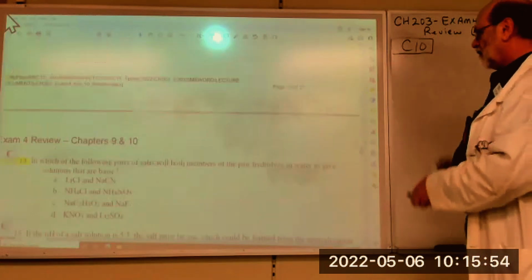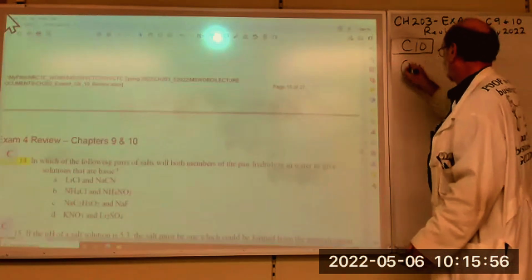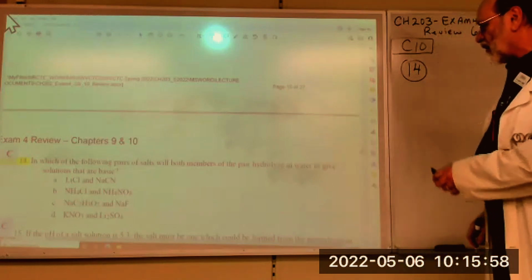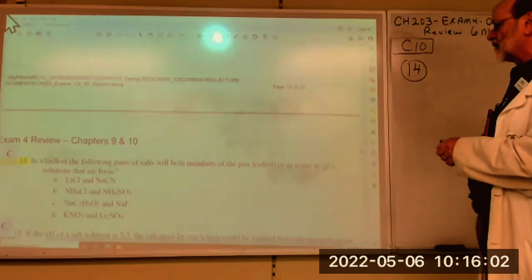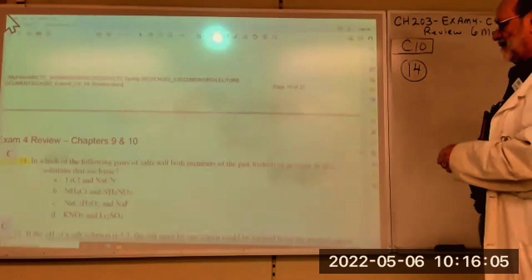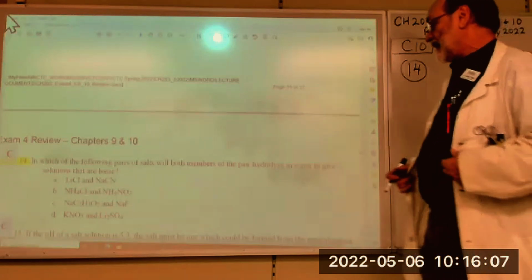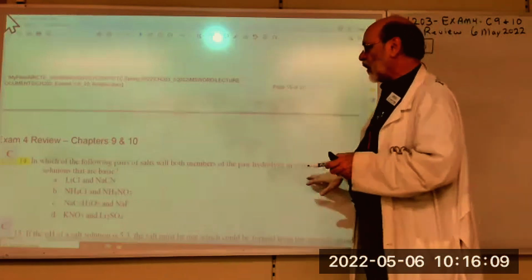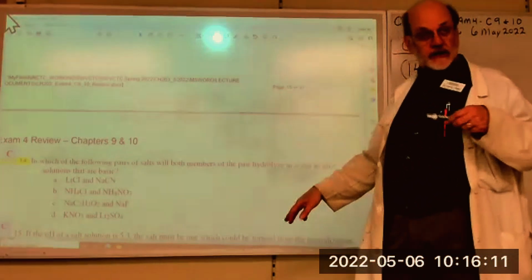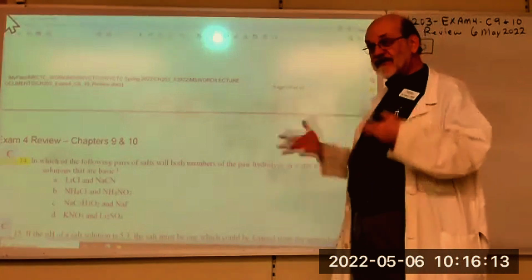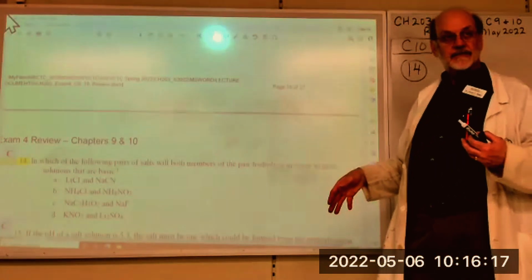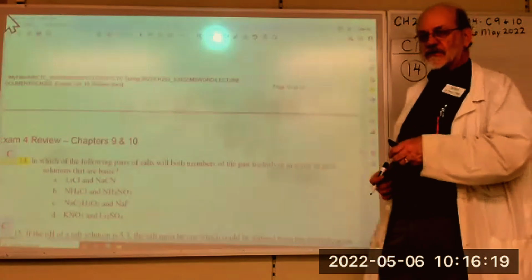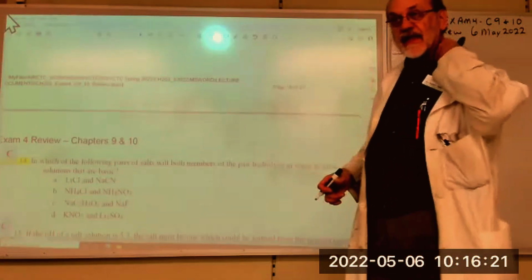Routine 14. In which of the following pairs of salts will both members of the pair hydrolyze in water to give solutions that are basic? Okay. The way this question is worded, we don't have to investigate it chemically. What we can do is use the rule of thumb. Look at the sources of the cation and the anion.